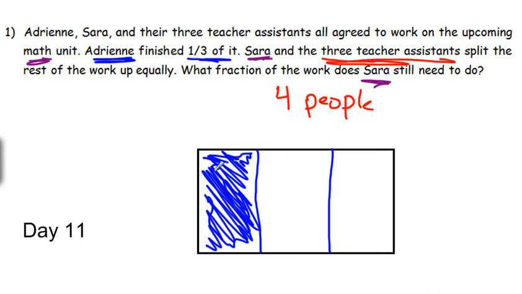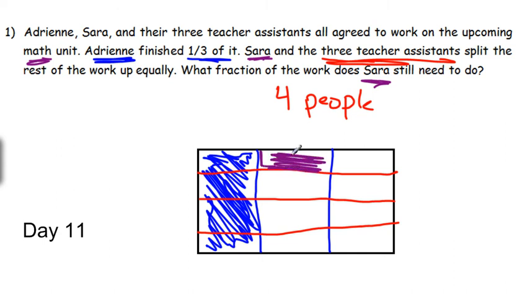Well, we can take this and break it into 4 pieces again. So we can say 1, 2, 3, and 4. And so how much of that is Sara doing? Well, Sara would just take 1/4 of this, but she doesn't have to do this section in blue because Adrienne did it for her, so all she needs to do is this block and this block.